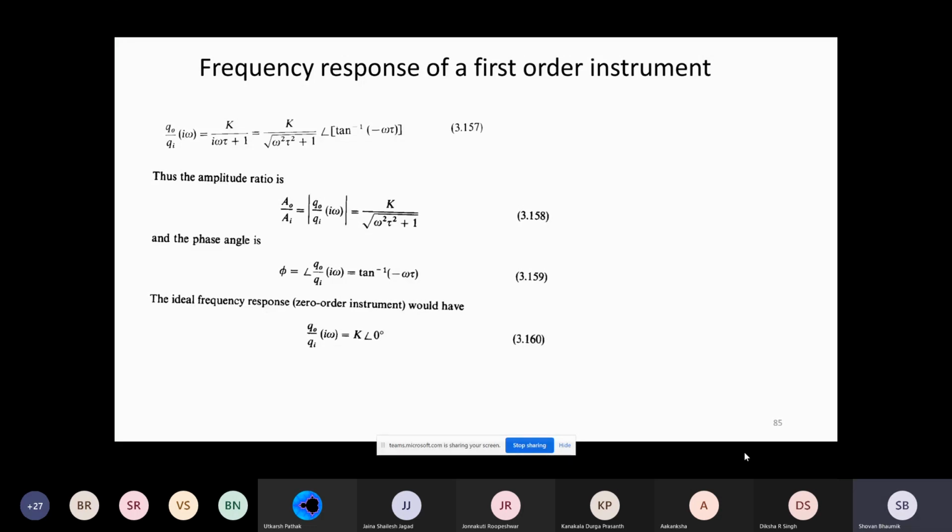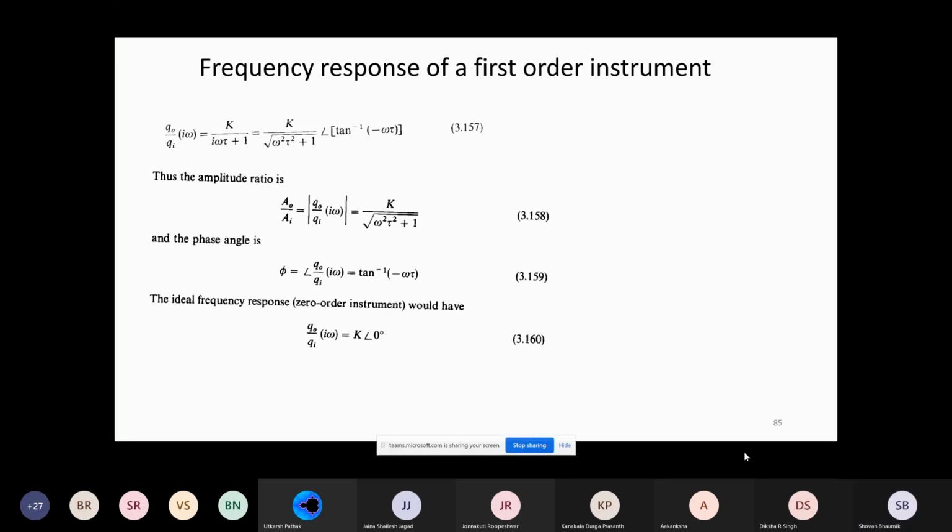Now this is a first order instrument. For a zero order instrument, it is only a constant gain. So what will be the phase angle? No phase angle, zero phase angle, and the output will be in the same phase as the input. And what will be the gain? The gain will be K.